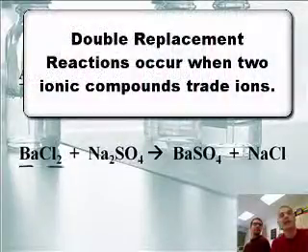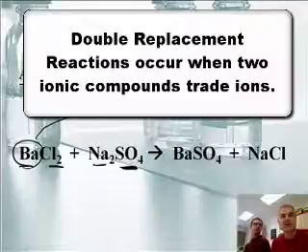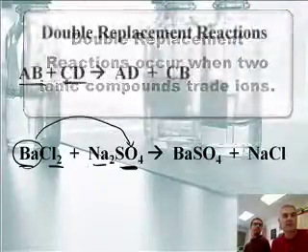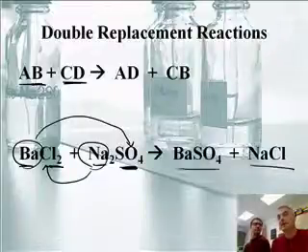So here's a classic example. If we have barium, he takes chloride to the dance. Sodium takes sulfate to the dance. When they get together, they switch. Barium decides he wants to go with the sulfate girl, if you will, and sodium wants to get together with the chloride girl, and they trade partners. There they go.